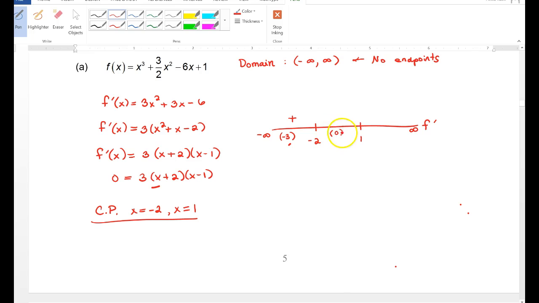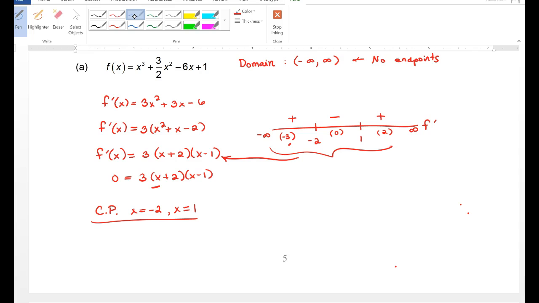Next, pick something in between negative 2 and 1, say 0. So I go back to, again, we're plugging these in right here. So if I plug in 0, I have 3 times 2 times negative 1, so that's negative. And then pick something to the right of 1, say 2. So I have a positive times a positive times a positive. So I put a little plus sign.